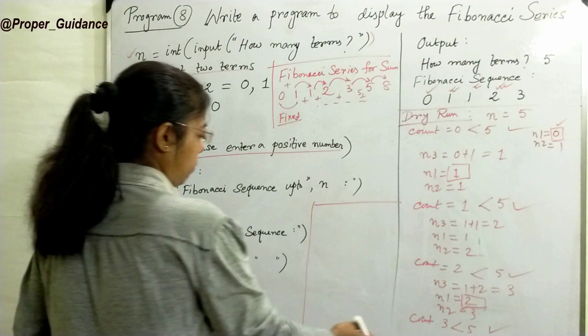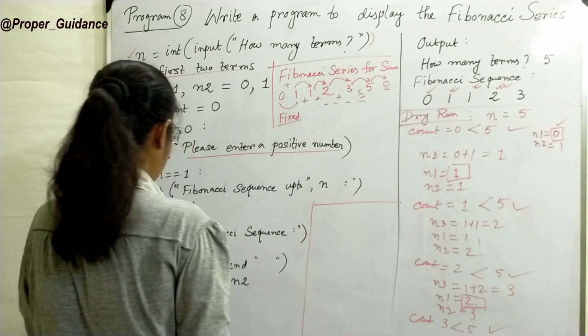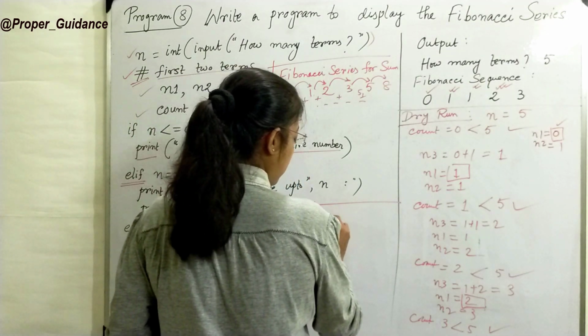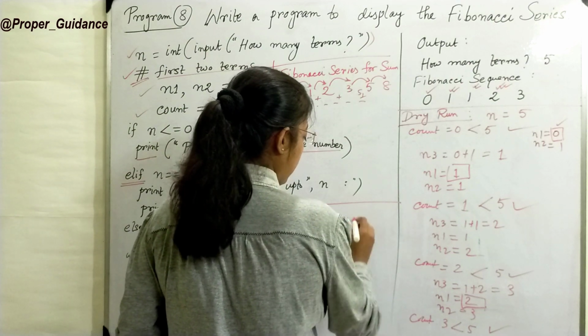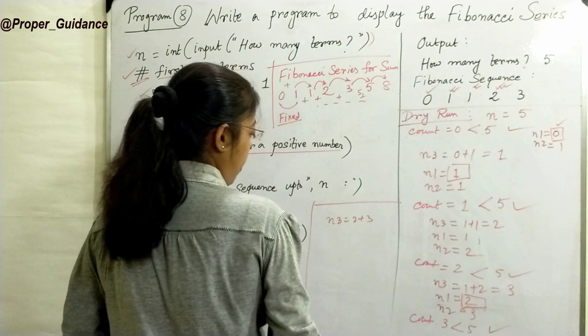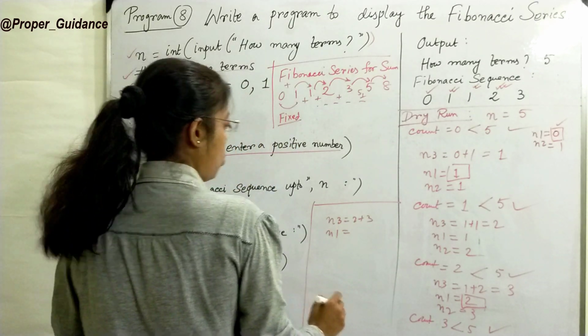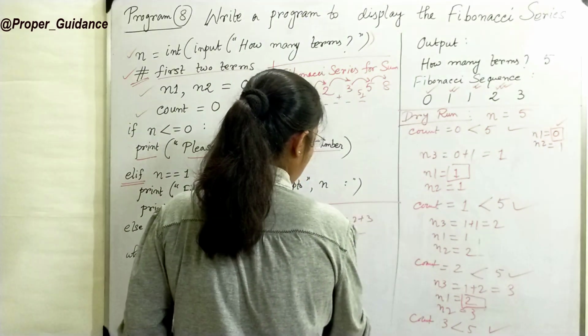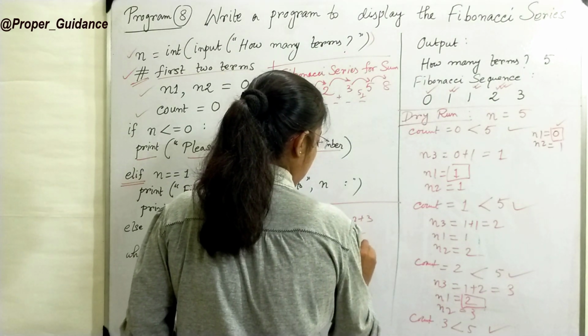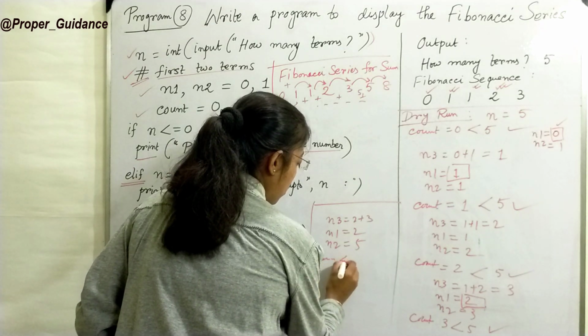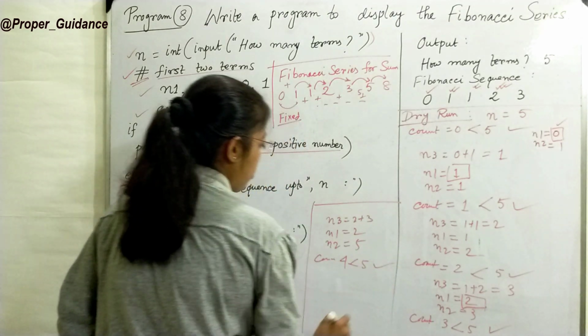Okay. For this section, print n1, and then again we consider n3 equals n1 plus n2, 2 plus 3. Right. n1 equals n2. What is the value of n2? That is 2. And n2 equals n3, that is 5. Now count equals 4. 4 less than 5. Loop continues.